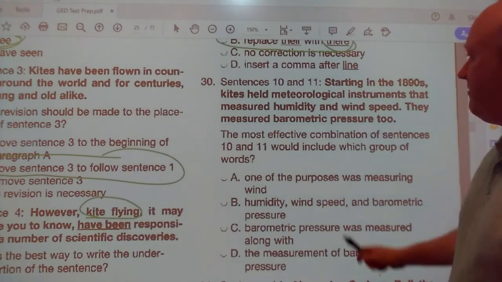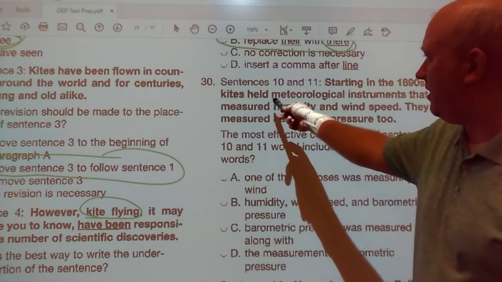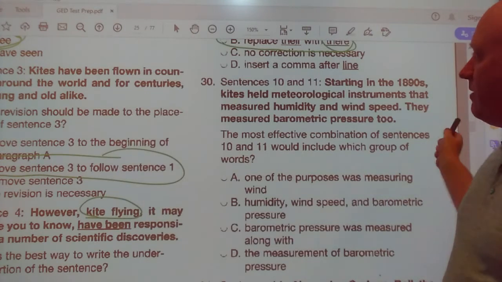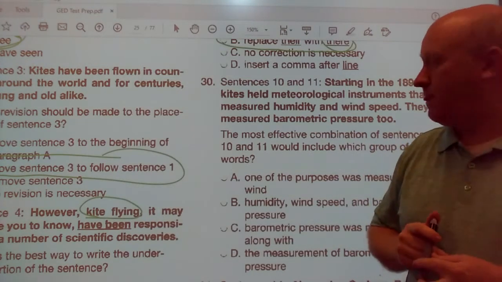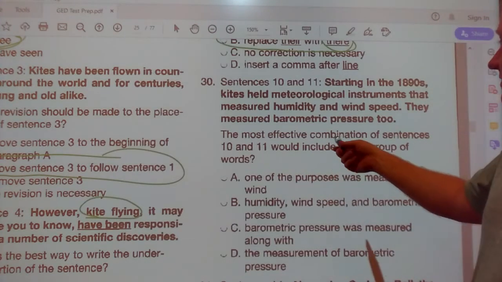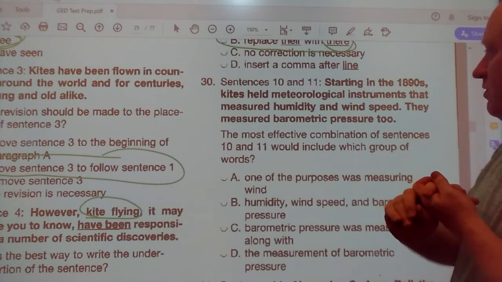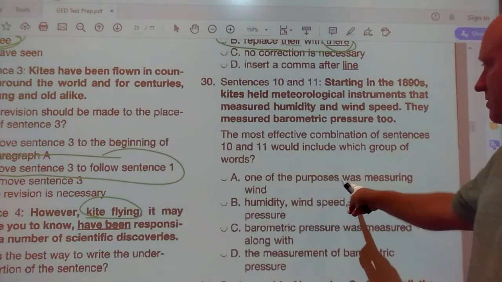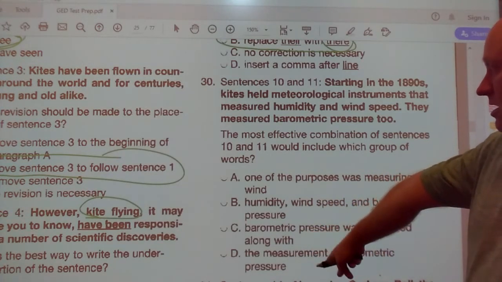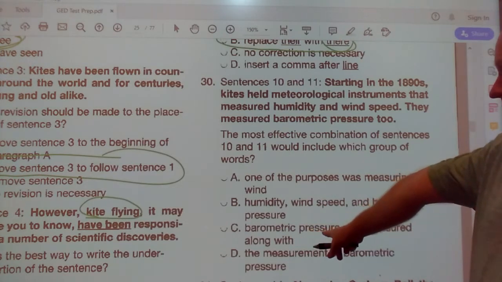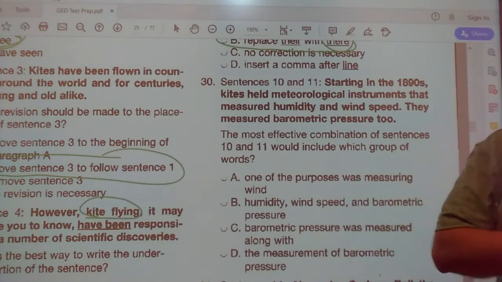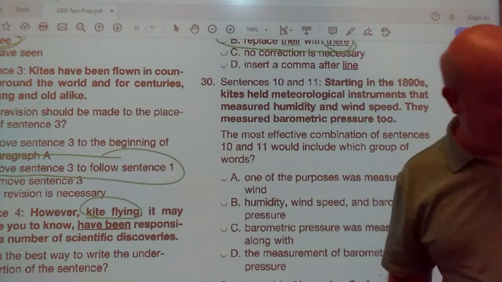Sentence 10 and 11 reads, starting in the 1890s, kites held meteorological instruments that measure humidity and wind speed. They measure barometric pressure too. Now, the most effective combination of those two sentences would be which group of words? A, one of the purposes was measuring wind. B, humidity, wind speed, and barometric pressure. C, barometric pressure was measured along with. Or D, the measurement of barometric pressure. I'll give you a few seconds. You tell me what the correct answer is going to be.